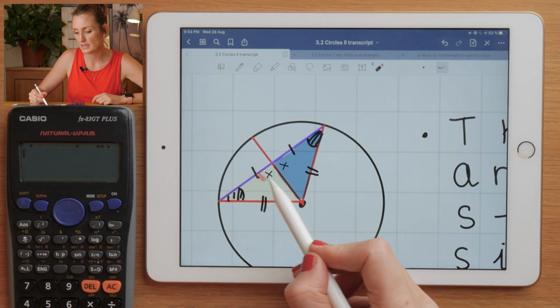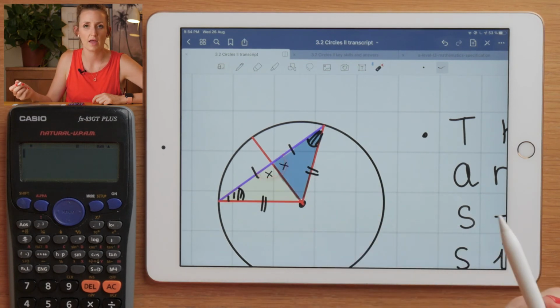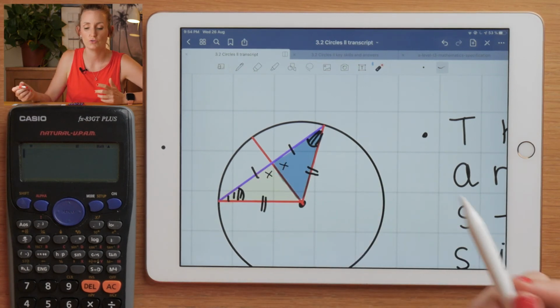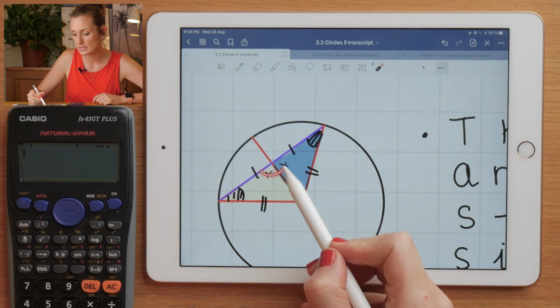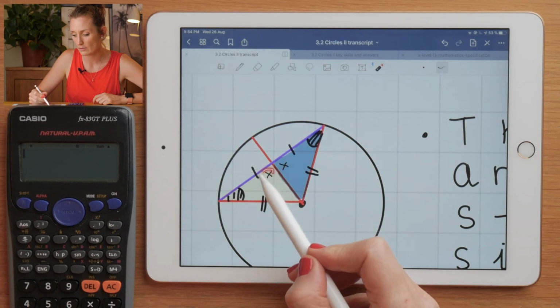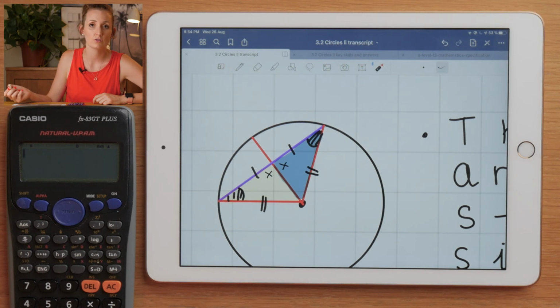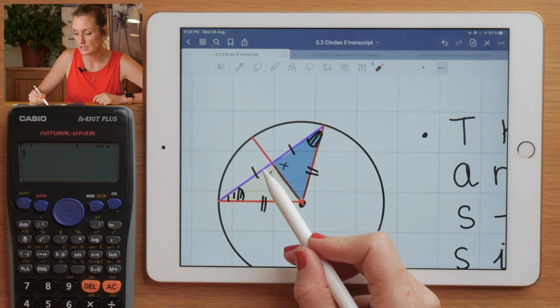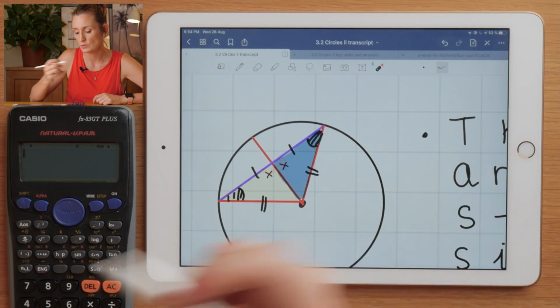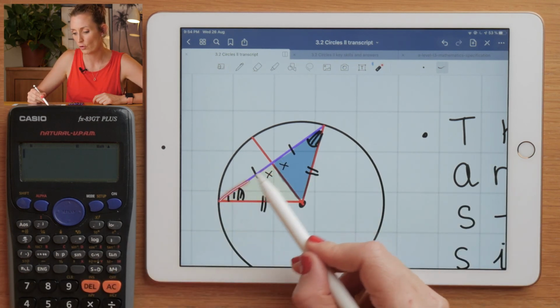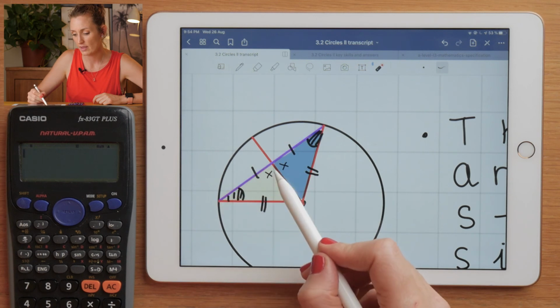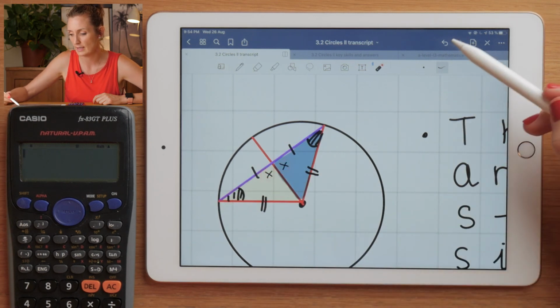But we know that these two angles here are on a straight line. A straight line has 180 degrees. So 180 degrees would be equal to 2x, one x here and another x there. And if you divide 180 degrees by 2, that gives you 90. So each x must be 90. So now we've proved that if the chord is cut in half, then the angle here must be 90.